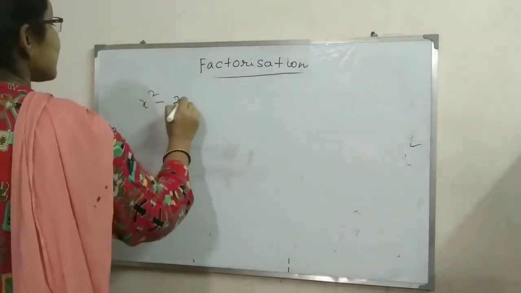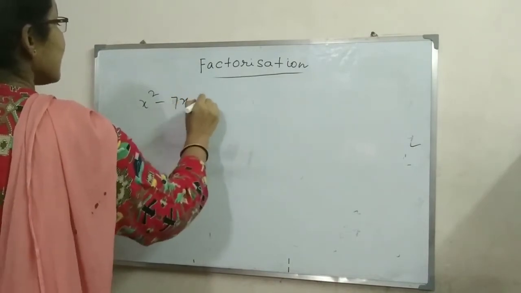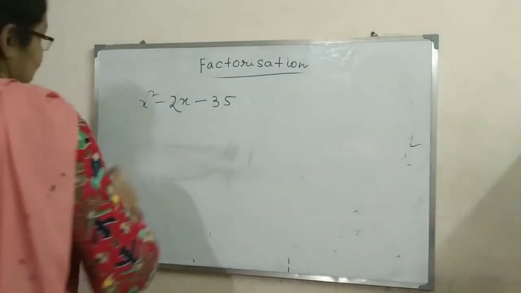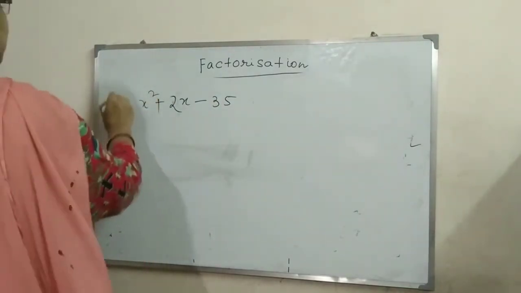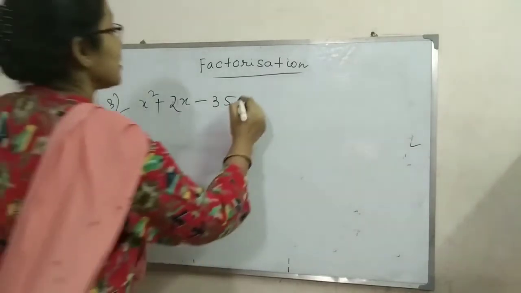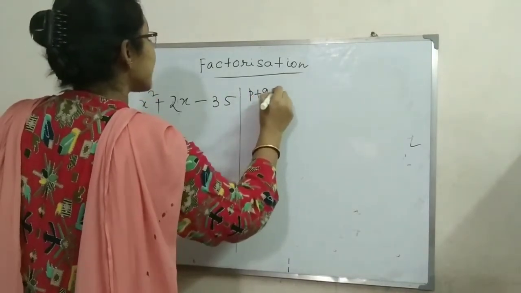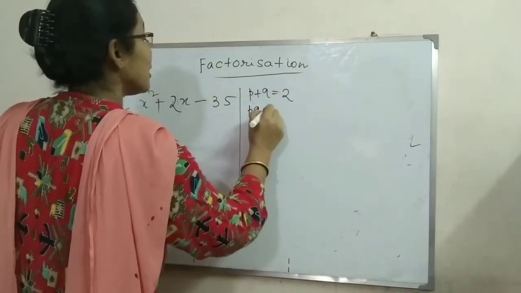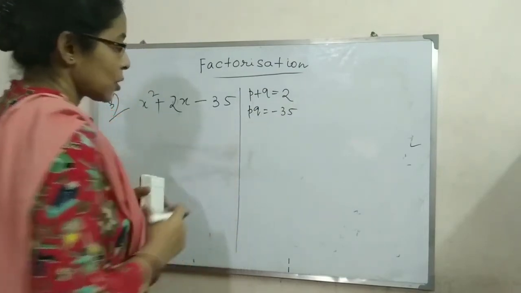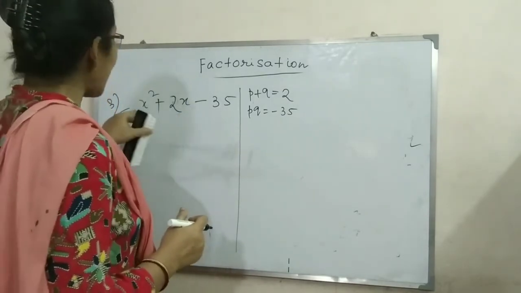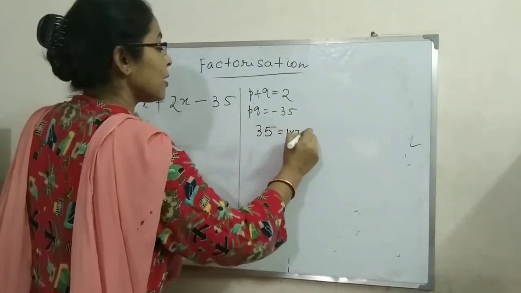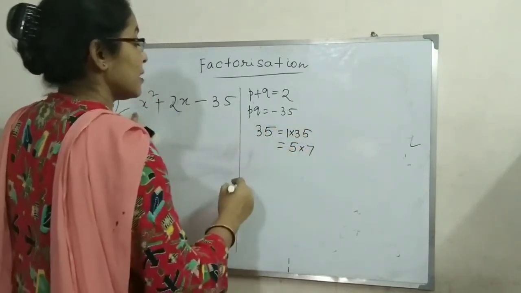This is the third sum: x square plus 2x minus 35. Here p plus q equal to 2 and pq equal to minus 35. The product of the constant term and the coefficient of x square is minus 35, but factors of 35 are 1 into 35 and 5 into 7.